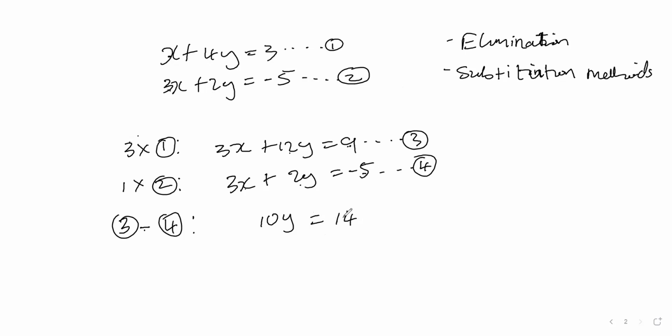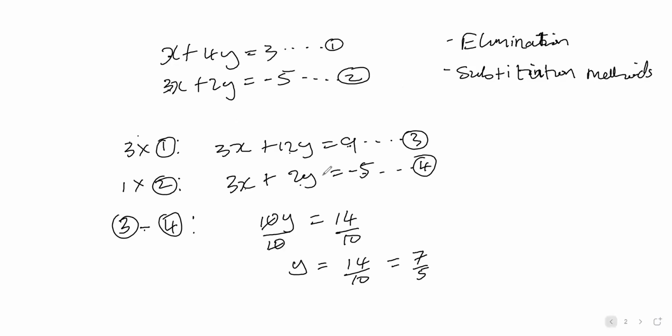Then we have this linear equation that we can easily solve for y. Okay, divide both sides by 10. 10 cancels, y equals 14 over 10, which can simplify to 7 over 5, basically, right? Now, take my value for y, substitute it in any one of these original equations, and solve for x. Okay, so y is 7 over 5, all right? So substitute y equals 7 over 5 in equation 1. What was our equation 1? x plus 4y equals 3.